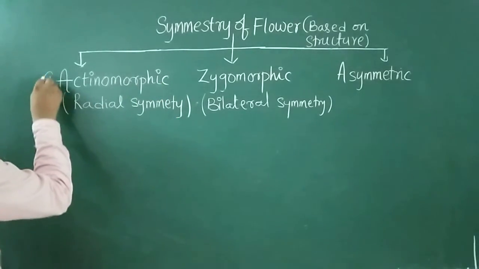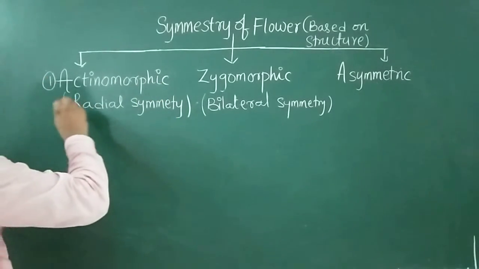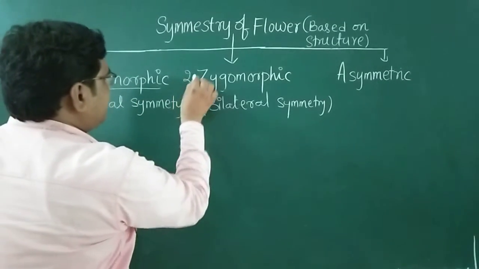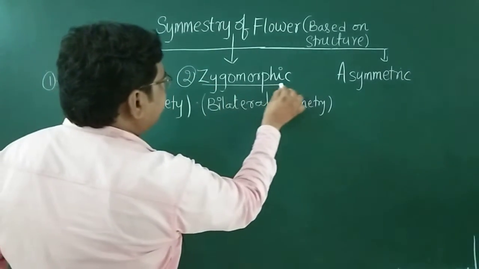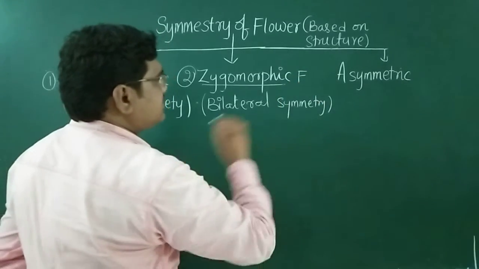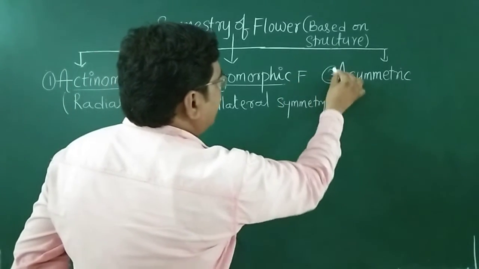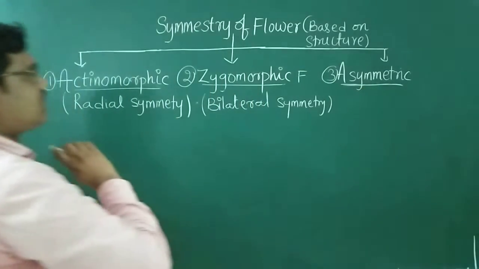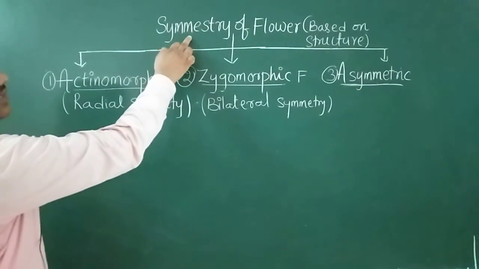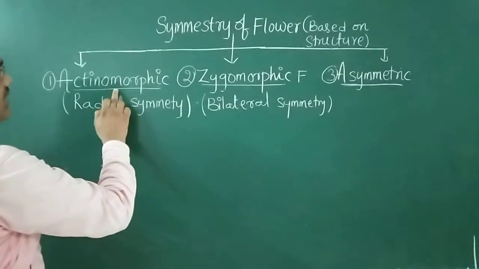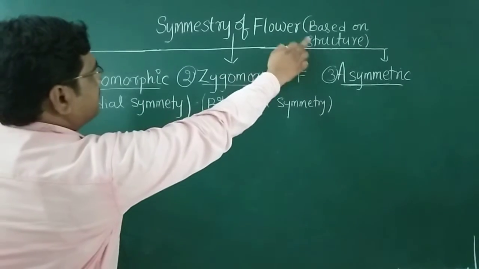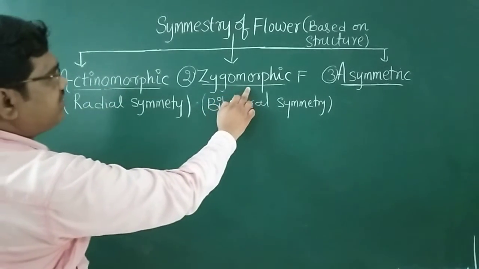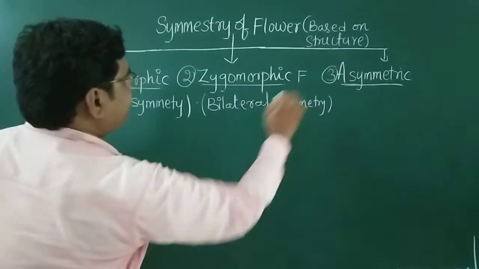The first one is actinomorphic flowers. Second one is zygomorphic flowers. Third one is asymmetric flowers. So the symmetry of flowers: based on the structure, flowers are classified into actinomorphic flowers, zygomorphic flowers, and asymmetric flowers.